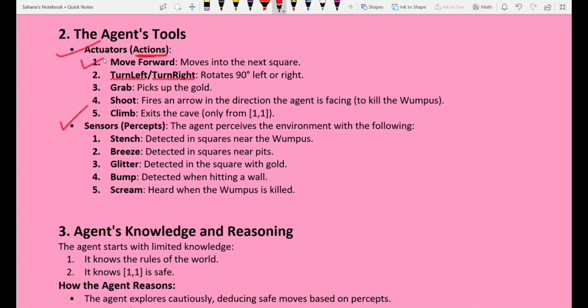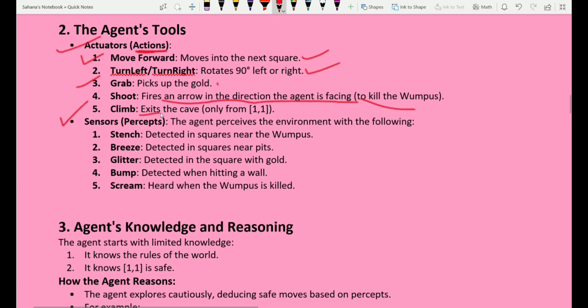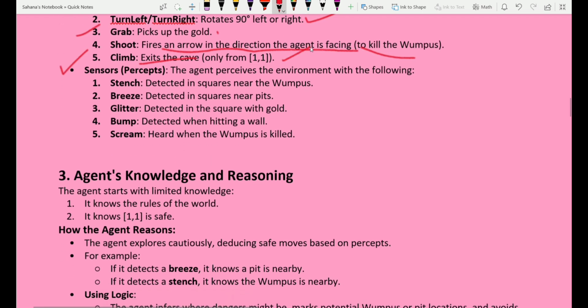One, it can move forward, it moves to the next square. Turn left, turn right, means rotate 90 degrees left or right. Grab means it picks up the gold. Shoot means it fires an arrow in the direction the agent is facing to kill the Wumpus. Climb, it can exit the cave only from 1, 1.